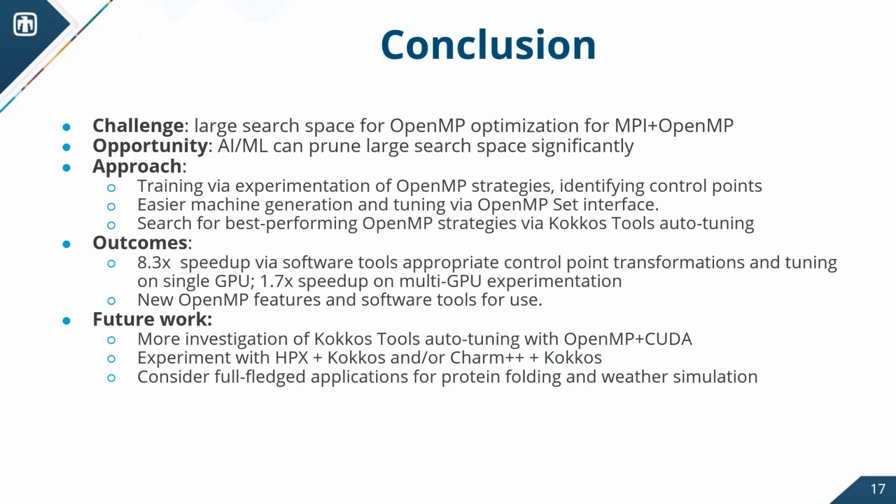In summary, we first identified a challenge of OpenMP optimization in that it has a large search space, and this becomes very important for scaling MPI plus OpenMP applications. We then showed an opportunity of AI/ML to prune that search space, but one shouldn't just jump into throwing AI/ML at OpenMP. We should use AI/ML to further prune the search space of already existing OpenMP performance optimization strategies. With this, we showed our approach through different aspects, specifically thinking about modern heterogeneous OpenMP applications.